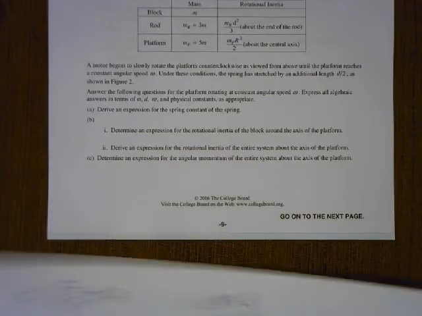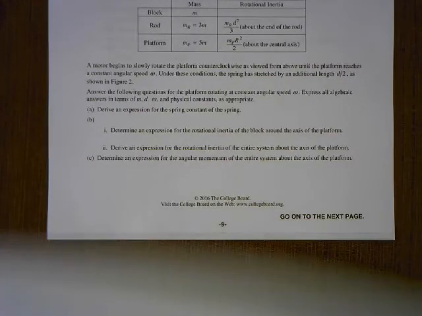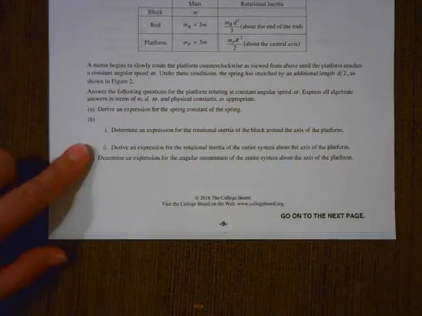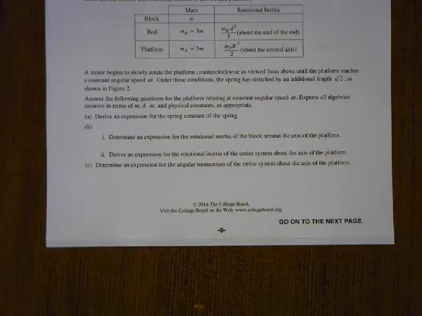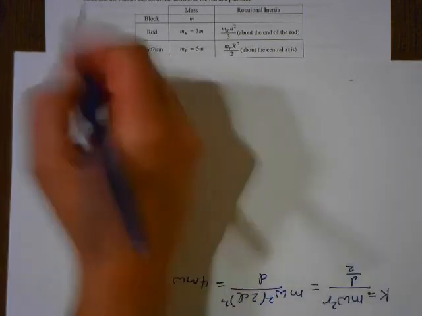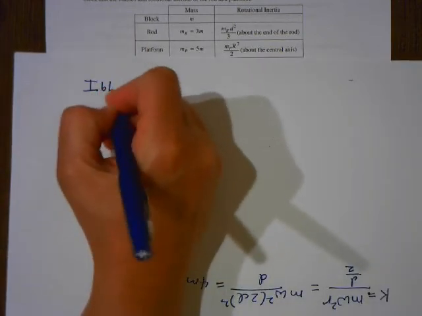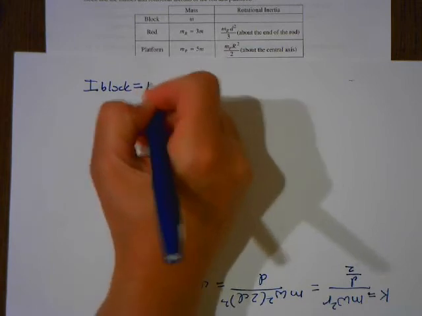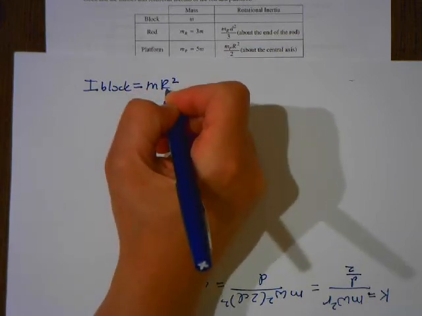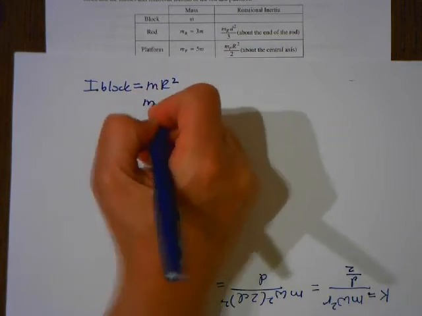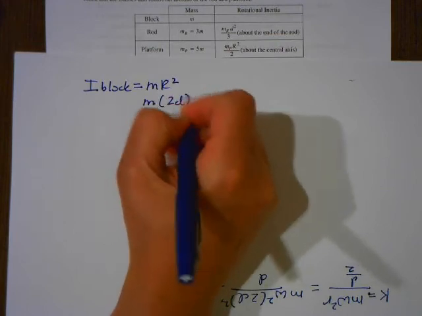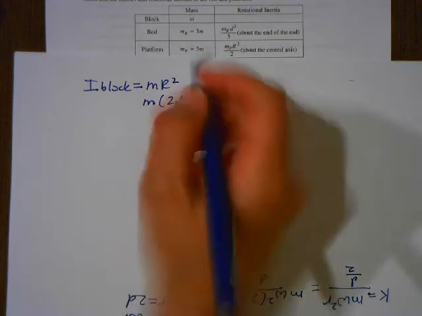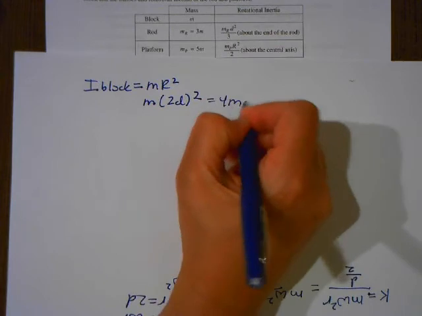All right. And remember, we want to try and get some points. So then it says, determine an expression for the rotational inertia of the block around the axis of the platform. So we want to find the moment of inertia. The moment of inertia of the block is mr squared. So for the block, it's going to be m. Now I'm going to look at the values, 2d squared. So it just comes out to be 4md squared.